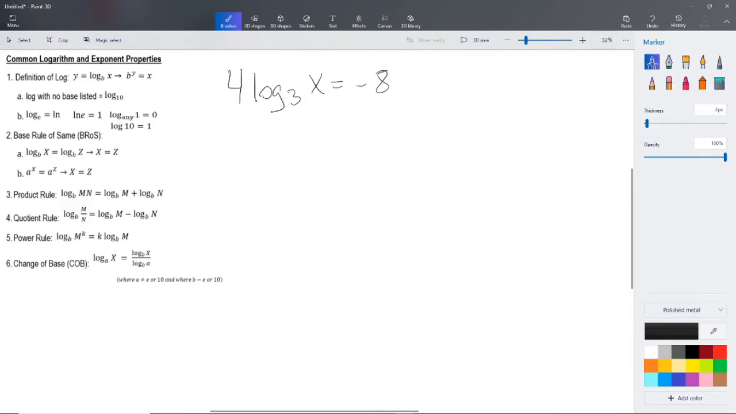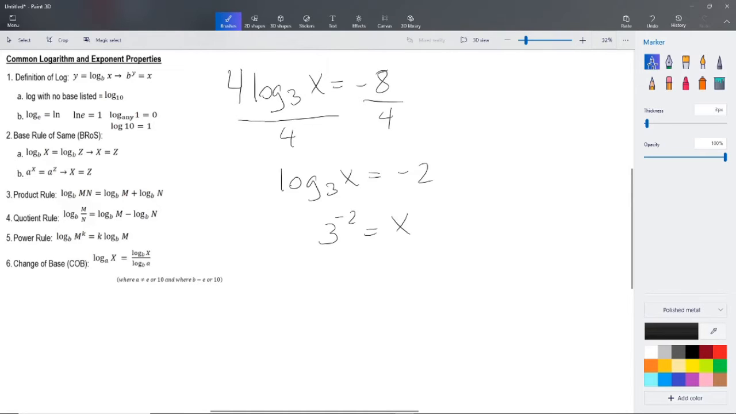So we want to divide both sides by this 4, so that log base 3 of x is equal to negative 2. Negative 8 divided by 4 is negative 2. Now that it's in log form, with the log by itself on the left and a number on the right, we can take advantage of that definition. The 3 is our base, the y is our negative 2, and x is still x. So x is equal to 3 to the negative 2.